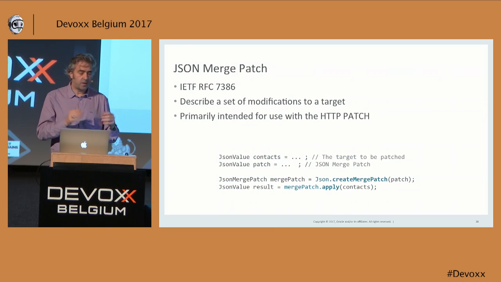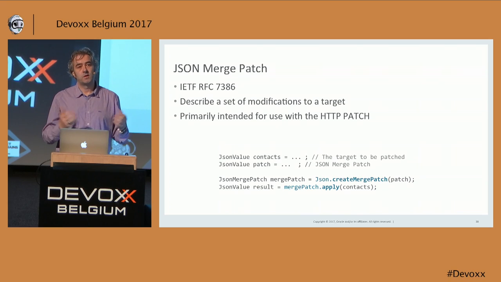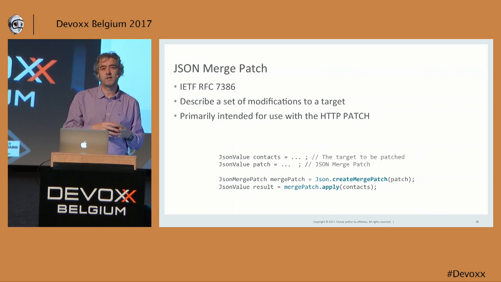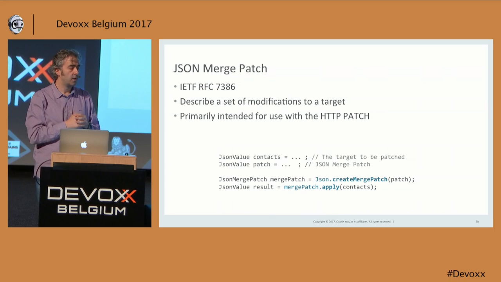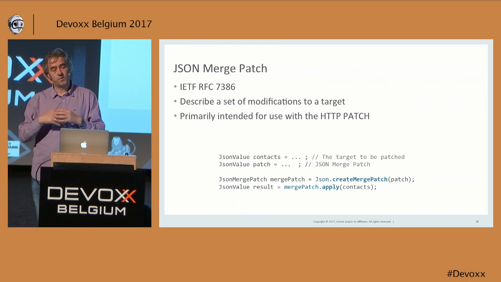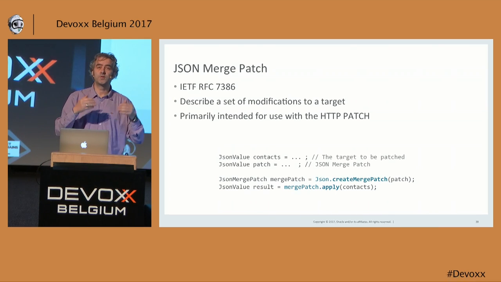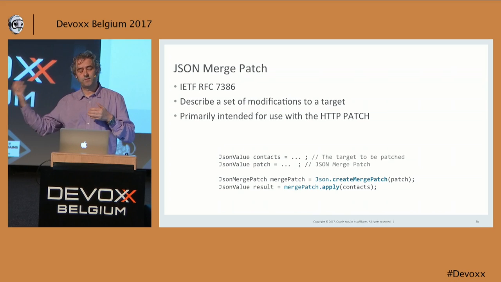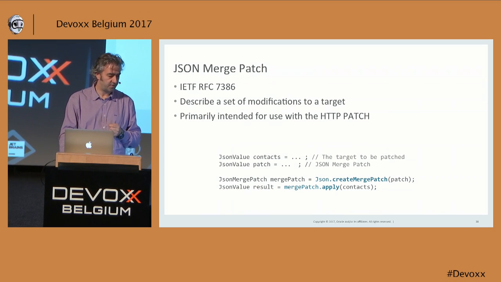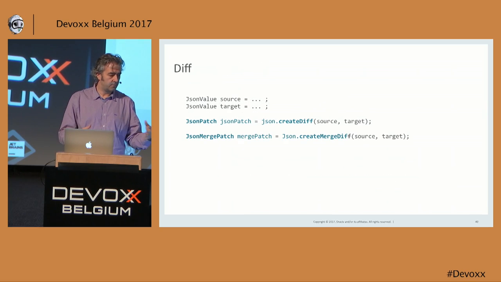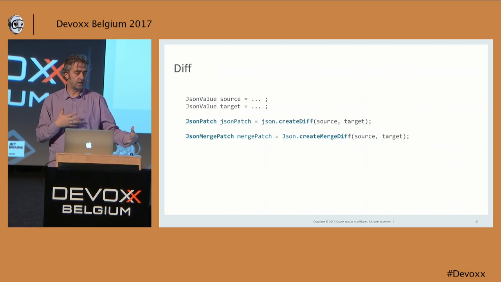A third standard that is part of JSON-P 1.1 is merge patch. In JSON patch, you basically have a JSON document with operations that will be applied to another JSON document. In merge patch, you want to modify a document, but this time we just use key-value pairs to describe the difference or the operation that you want to apply to a specific target. On the Java side of the API, it works exactly the same way.